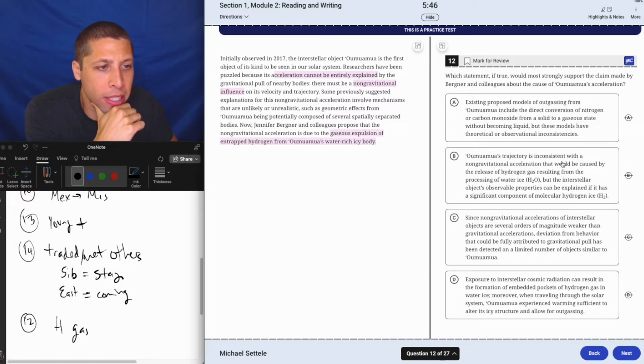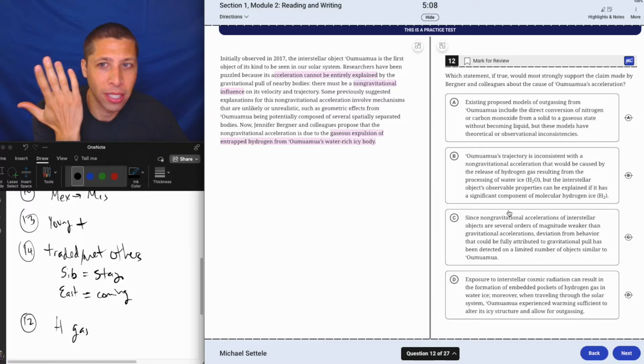This thing's trajectory is inconsistent with the non-gravitational acceleration that would be caused by the release of hydrogen gas resulting from the processing of water ice. But the interstellar object's observable properties can be explained if it has a significant component of molecular hydrogen ice. Okay, well, hydrogen's in there, so let's keep it. Since non-gravitational accelerations of interstellar objects are several orders of magnitude weaker than gravitational accelerations, deviation from behavior that could be fully attributed to gravitational pull has been detected on a limited number of objects similar. Like, what? This doesn't have anything to do with the gas, right? Don't I want the gas?